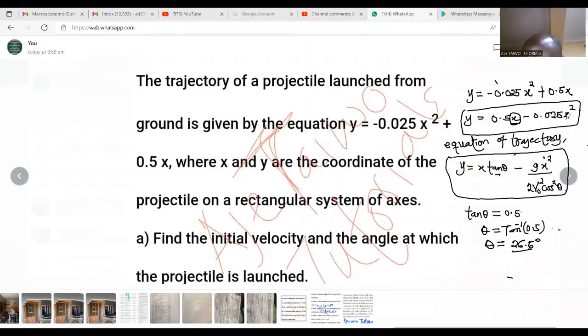Again, anything beside x squared, see this x squared. Everything beside x squared will be what? Can you see the word? Yes, sir. What you have beside x squared is this. So you can say that g over 2 v naught squared cos squared theta is the same as 0.025.